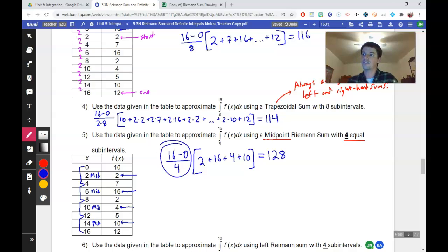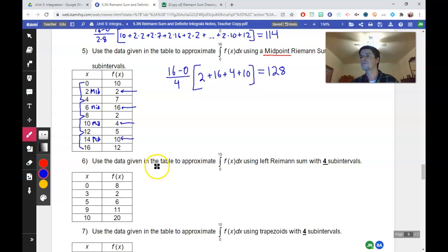One thing I just want you to notice, 16 divided by 4, that is the width of these rectangles. It's from 0 to 4, from 6 to 10, from 4 to 8, from 8 to 12, and so on. All those have a width of 4, right? So that's just double checking my work and making sure we have that down there.